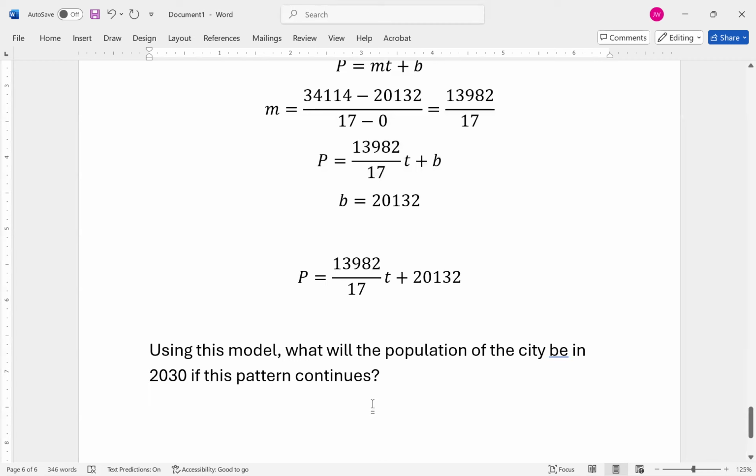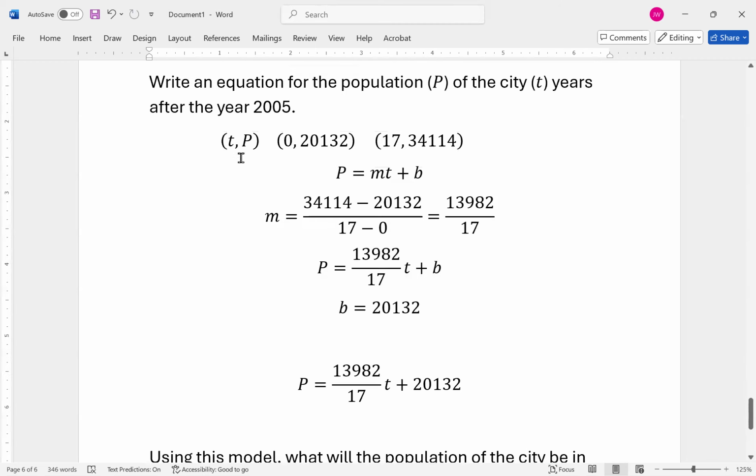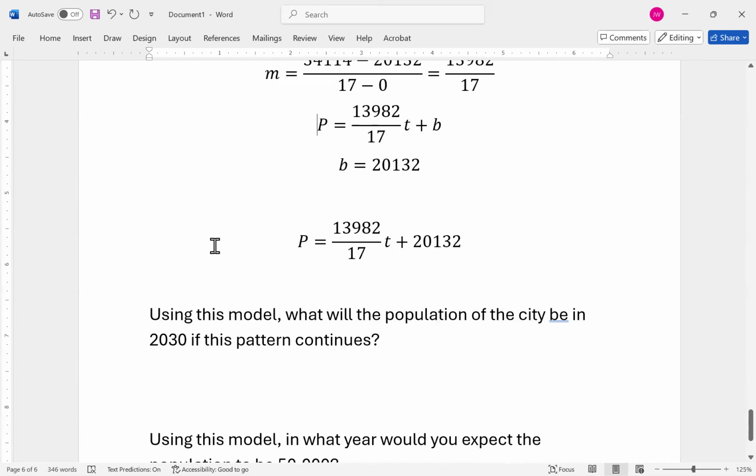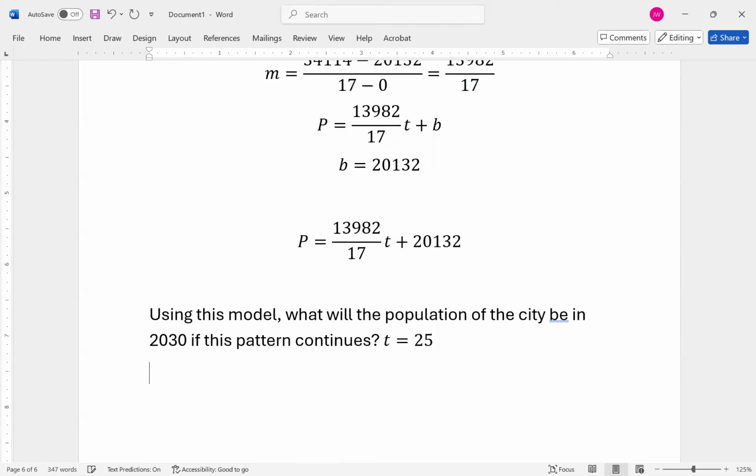Then we can ask, what will the population of the city be in 2030 if this pattern continues? 2030 is 25 years beyond 2005. So we take 2030 minus 2005, and that's a T of 15. Oh, sorry, 25. Hit the wrong button there. So T is equal to 25. 2030 is 25 years after 2005. And then plug that in. This is saying that the population will be 13,982 divided by 17. And then I multiply that by 25 and add 20,132.